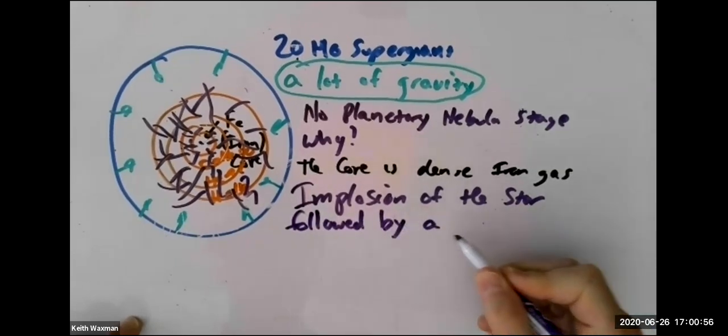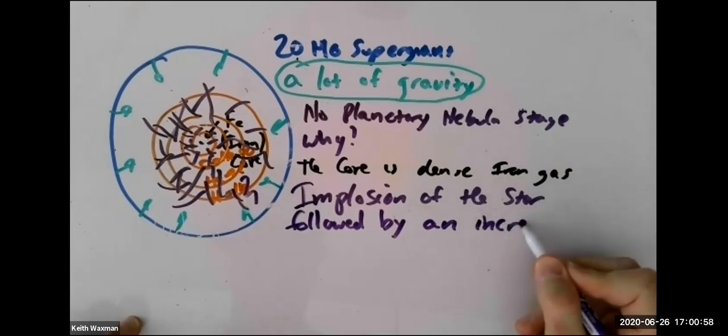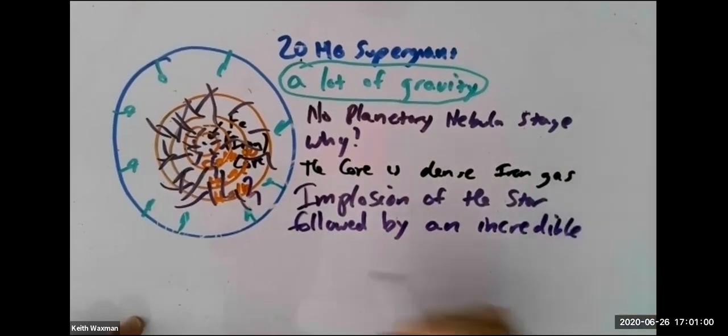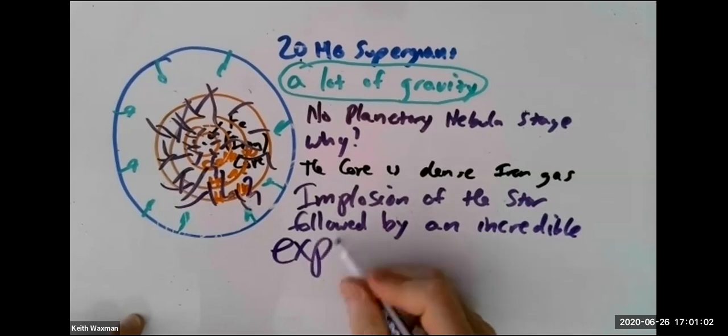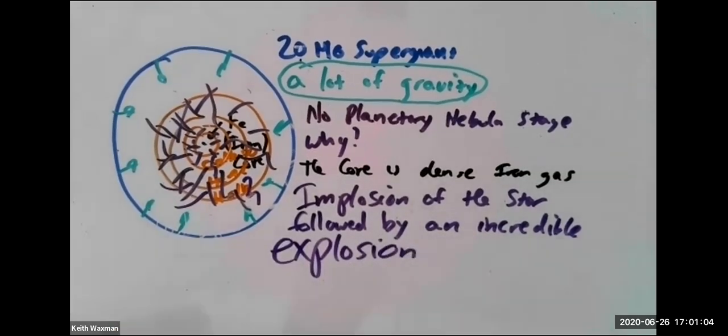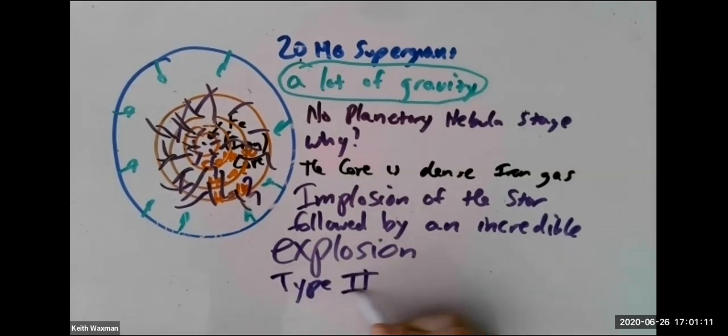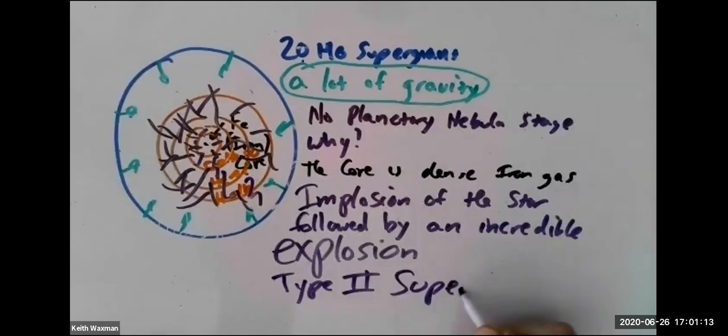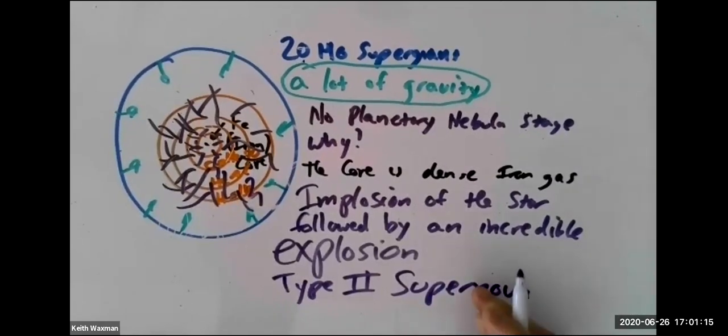followed by an incredible explosion, which is called a type 2 supernova. A type 2 supernova, the explosion of a supergiant.